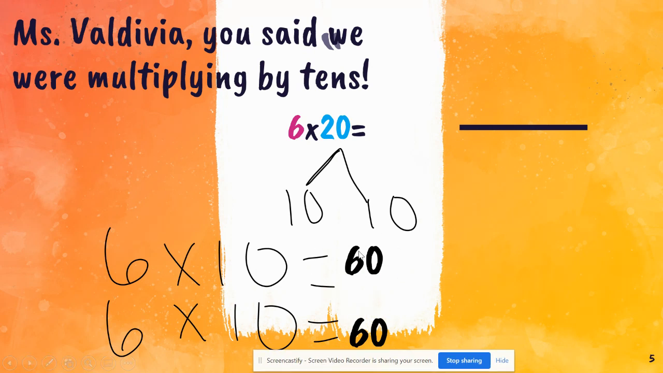So now, are we done? No. We need to take our 60s and add them. So we have 60 plus 60 equals 120.